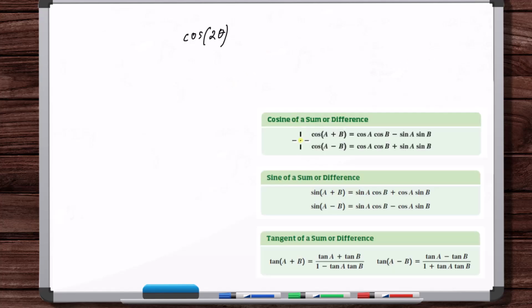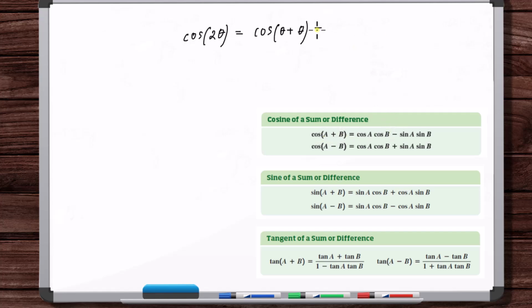So if we want to come up with a formula, let's start with cosine of 2 times an angle. What we can do is come to the sum and difference formulas for cosine. Specifically, let's look at the sum formula for cosine, and we can write this as cosine of theta plus theta. So we're going to use the sum formula for cosine with B equal to A. A and B are the same angle.